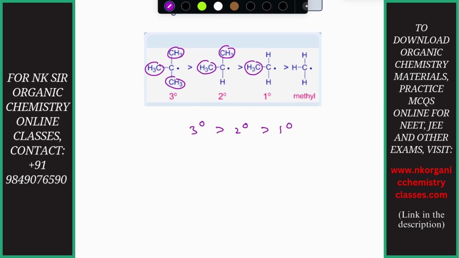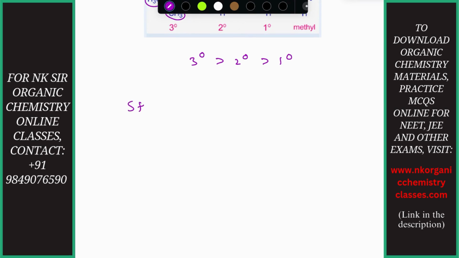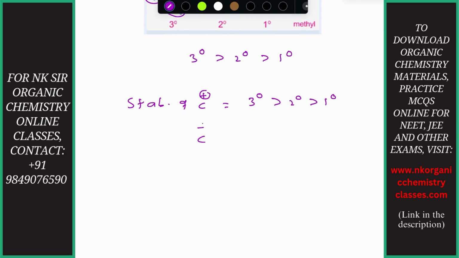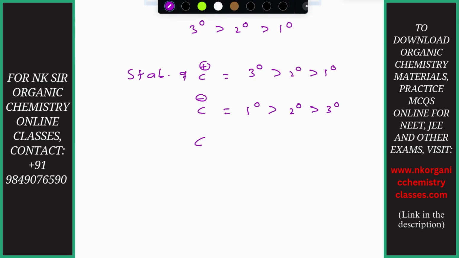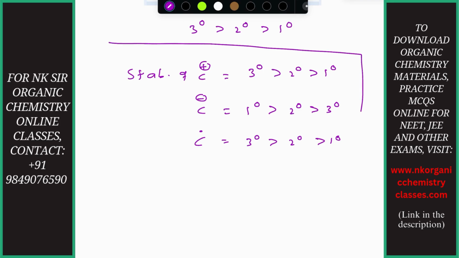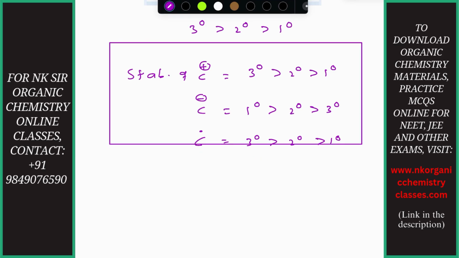So at the end, I want to summarize the stabilities of carbocations, carbanions and free radicals. So see clearly, guys, carbocation stability is tertiary greater than secondary greater than primary, whereas the stability of carbanion is reverse: primary greater than secondary greater than tertiary. Next, stability of carbon free radical is tertiary greater than secondary greater than primary. So this is the stability order of carbocations, carbanions and free radicals.